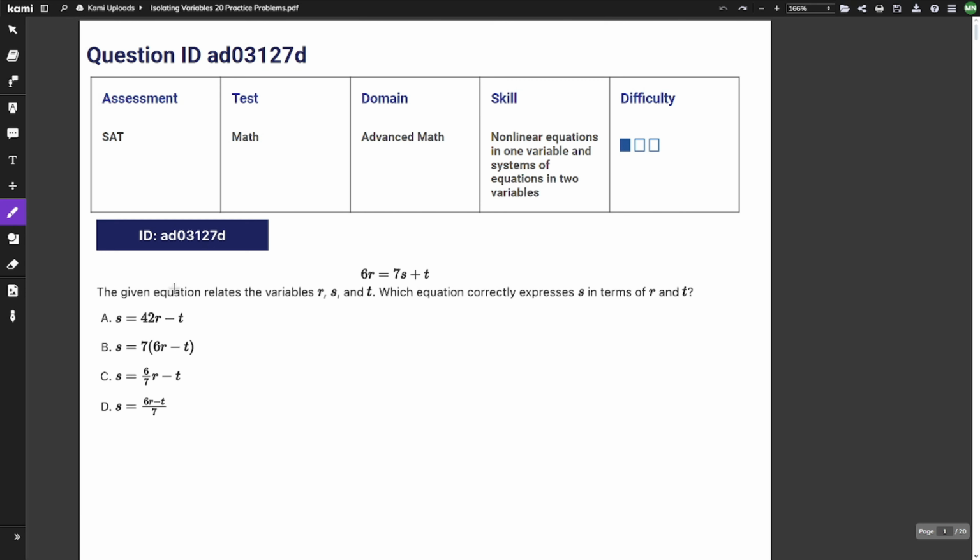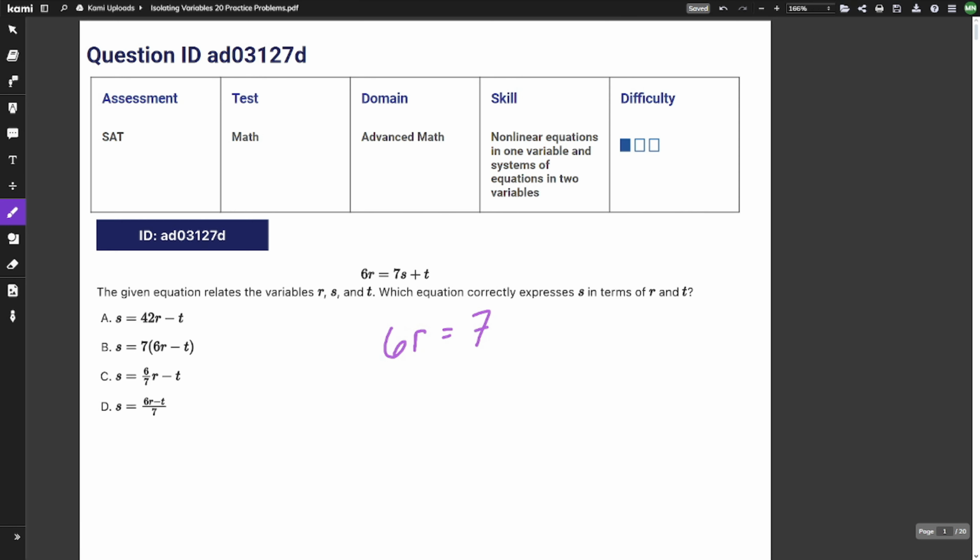The given equation relates the variables r, s, and t. Which equation correctly expresses s in terms of r and t? Now I'm not gonna lie, I have no idea what this means, so I'm gonna just look at our answer choices. And based on this, we want s to be by itself.